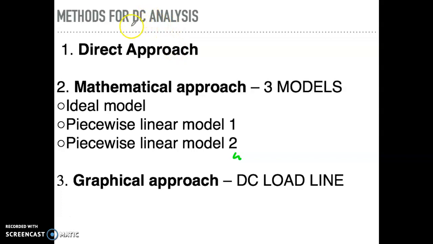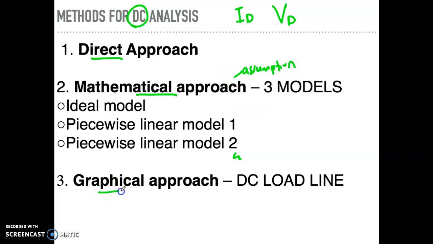Now we focus on DC analysis. There are three methods to find the value in DC analysis. Your final aim is to find the diode current and voltage in the DC analysis. The first one is what we call the direct approach. The second one is the mathematical approach, where we're going to make some assumptions.